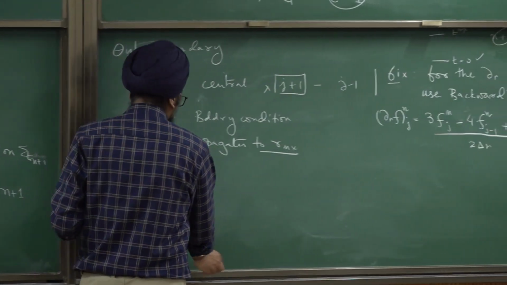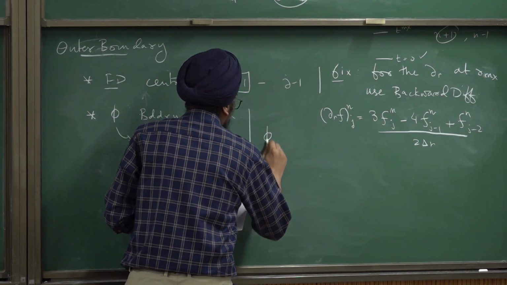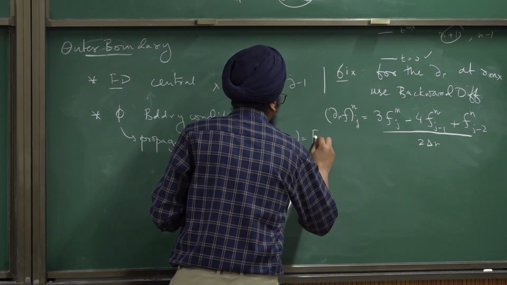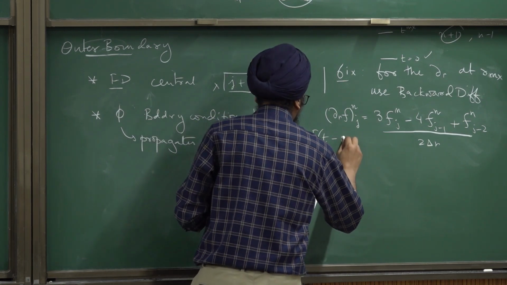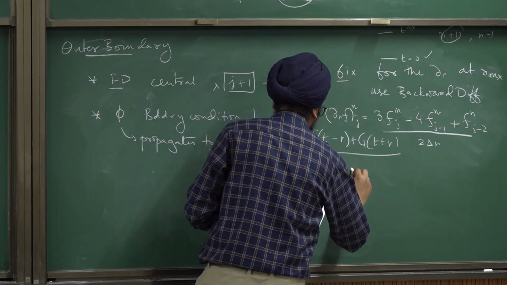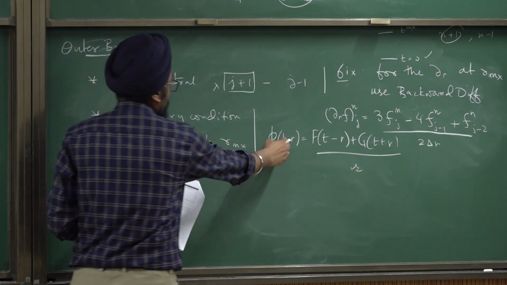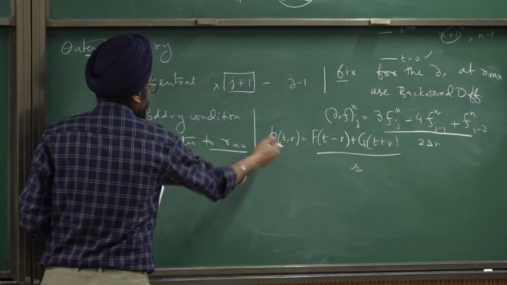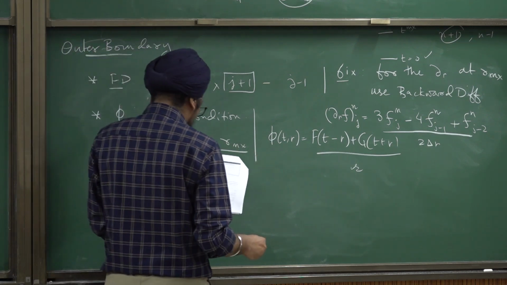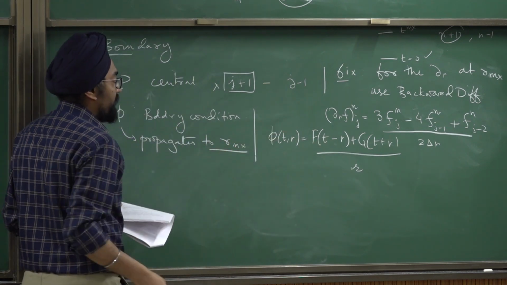So the solution is just a spherical wave: phi(t, r) is an ingoing wave plus an outgoing wave, all over r. So you translate this to what condition it would have at r equal to infinity, or r equal to r max: there should not be any extra radiation at the boundary.